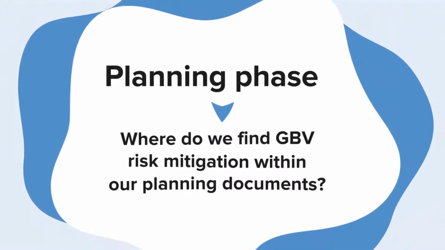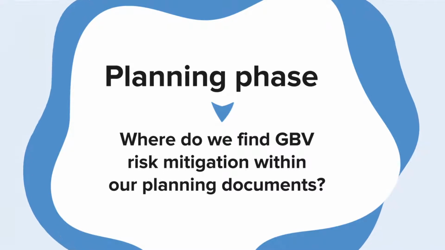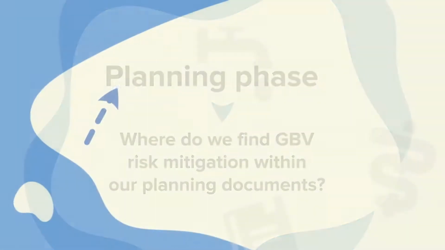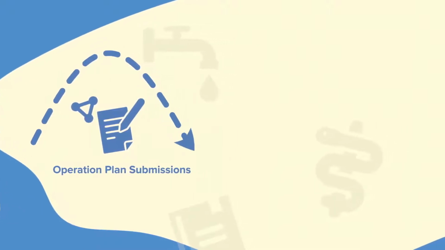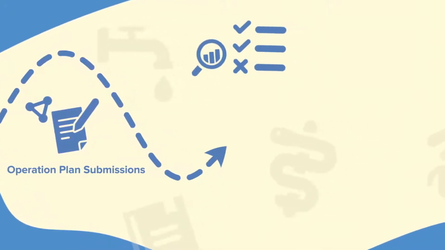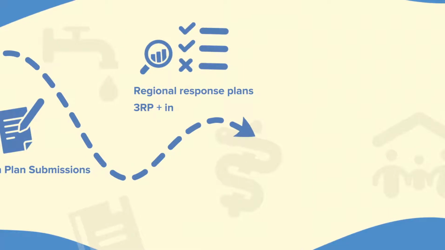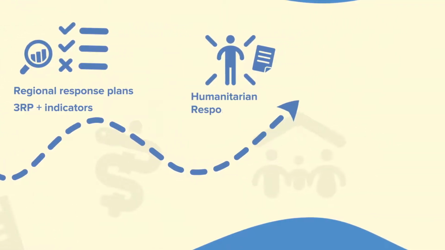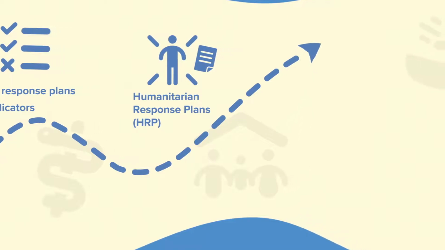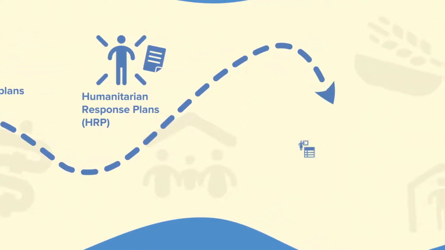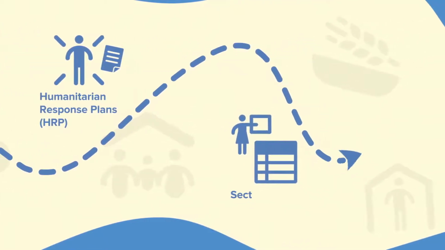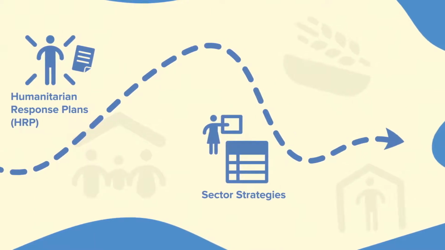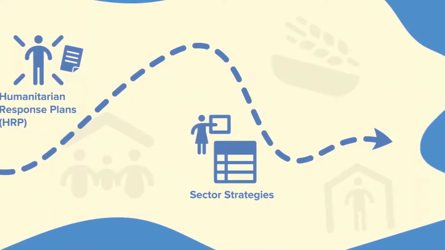Where do we find GBV risk mitigation within our planning documents? In country operation plans or operation plan submissions, GBV risk mitigation should be mainstreamed into regional response plans, such as the 3RP, along with indicators. It will be found in the Humanitarian Response Plan, or HRP, in clusterized contexts. Another place to find references to GBV risk mitigation would be within sector strategies.